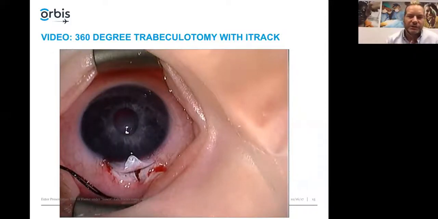Here you've just opened up 360 degrees of the angle in a single procedure. And I think that's a really slick way to do it. It's preferable to do that with an illuminated microcatheter, but you could also do that with a Prolene suture if you are careful. And again, try to monitor it with gonioscopy. Also, don't do that as a secondary procedure. Do that only on unoperated eyes that have not had angle surgery before.